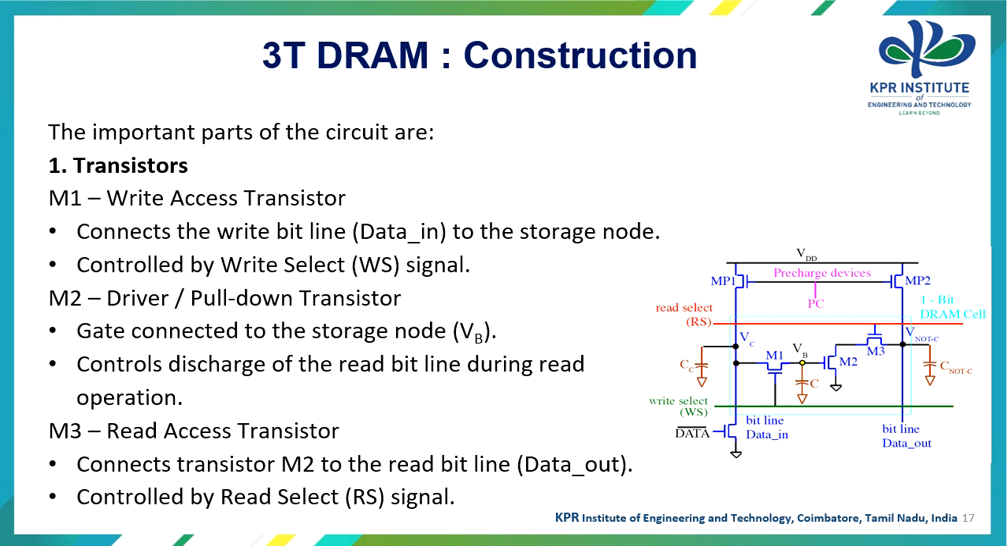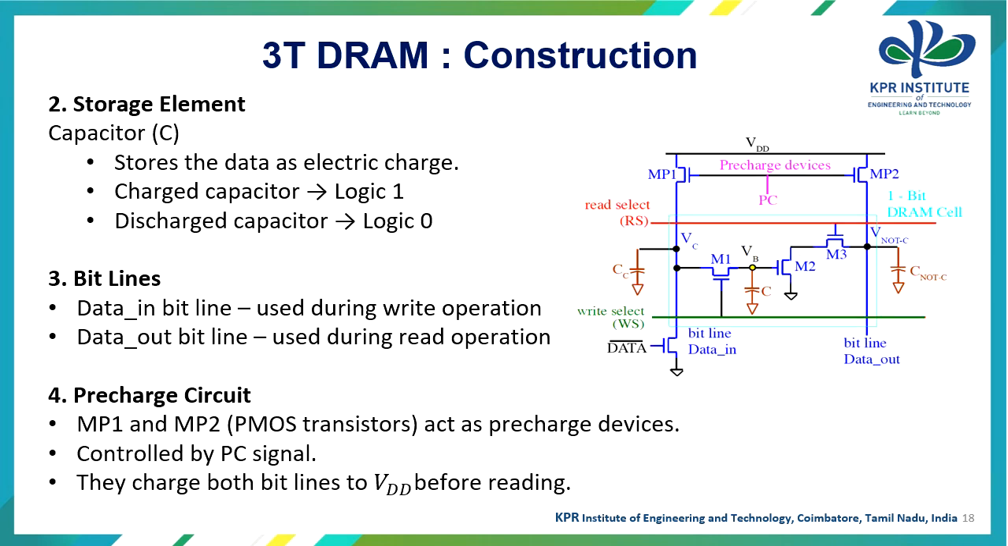Second one is M2, which is your driver or pull-down transistor. The gate is connected to the storage node, which is VB. It also controls the discharge of the read bit line during the read operation. The third transistor is M3, which is the read access transistor. It connects transistor M2 to the read bit line, that is data_out, and is also controlled by the read select line signal.